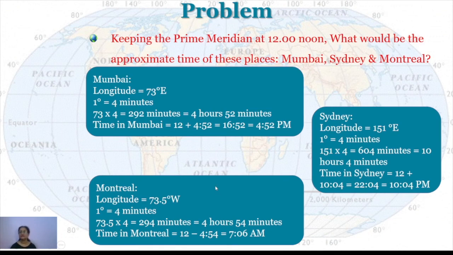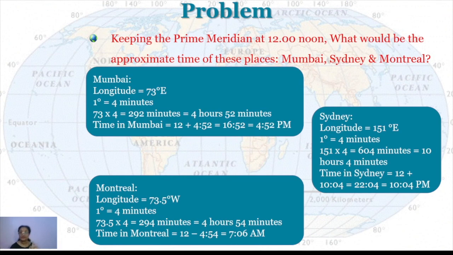Now let's talk about the next place, that is Montreal. Montreal is lying on the west, in Canada. At Montreal, you will find the longitude given here is 73 and a half degrees west. The method is the same. 1 degree makes a difference of 4 minutes. So 73 and a half degrees will make a difference of 73 and a half into 4. That will give you 294 minutes. 294 will be divided by 60. That will give you 4 hours and 54 minutes difference.